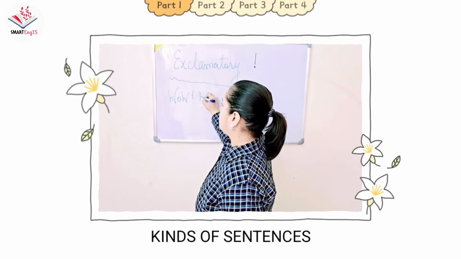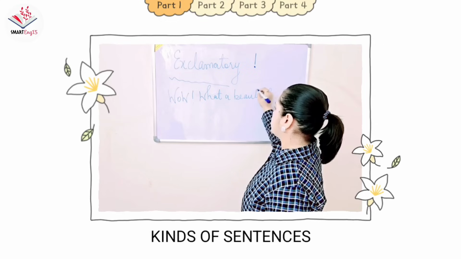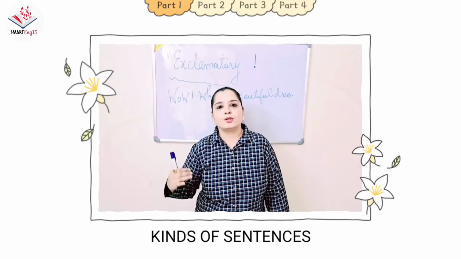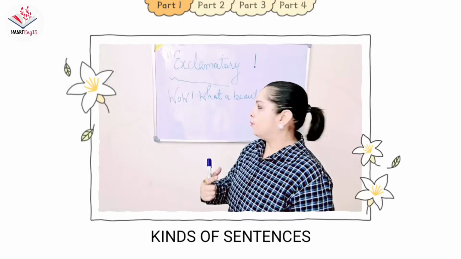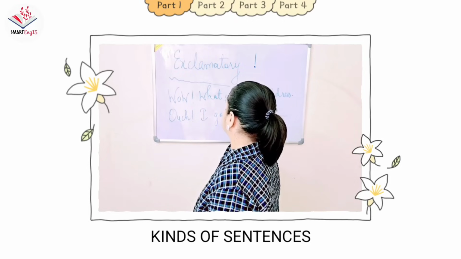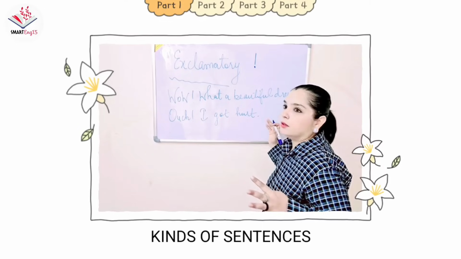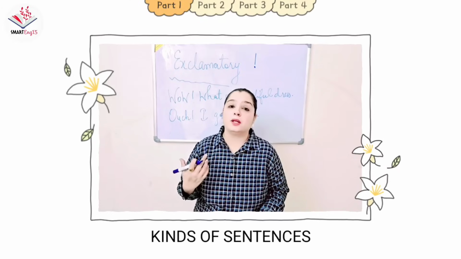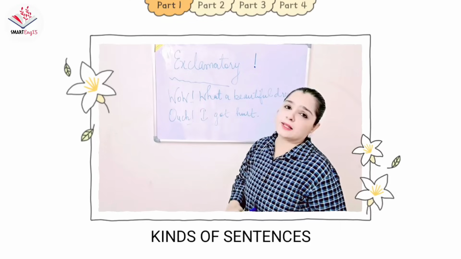Wow, what a beautiful dress! So if you can see in this sentence, it shows a very strong emotion towards the dress. Wow, what a beautiful dress, right? Let us talk about another emotion. Ouch, I got hurt! Now if you see, this emotion is totally different from this. Now I am feeling hurt. Ouch, I got hurt! So through my expressions, anybody can understand and anybody can feel that I am hurt. Alright, and if you can see, I have added an exclamation mark also here.